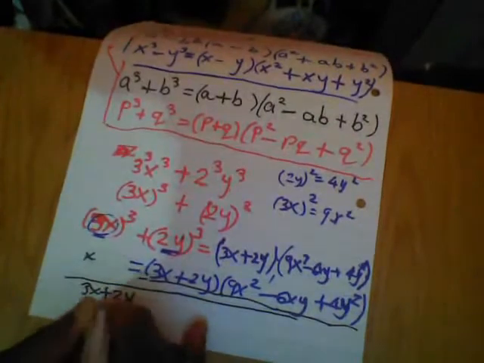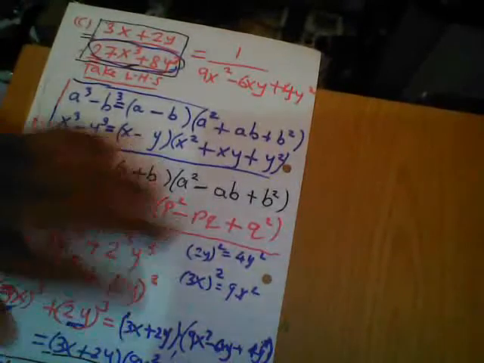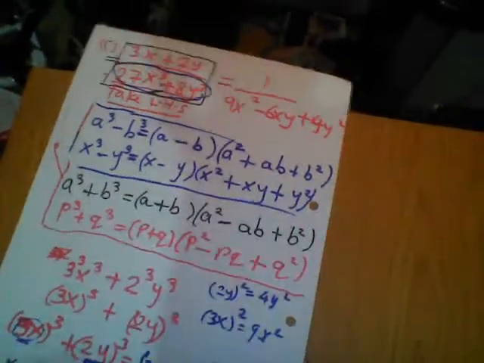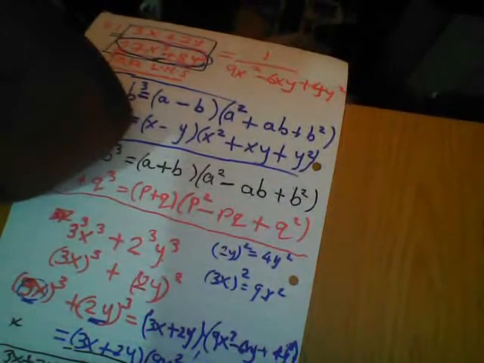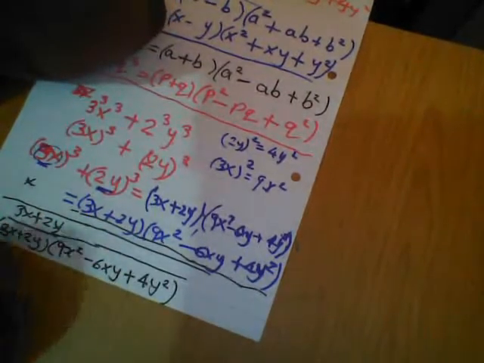3x plus 2y over. I'm not going to write this anymore because I know the meaning of it. So it's going to be 2x plus 2y, 2x plus 3x. I'm going to put 3x plus 2y multiply. Instead of writing this, I'm going to write the expansion of it. So this is going to be 9x squared minus 6xy, everybody can see that, and then minus 6xy and then plus 4y squared.